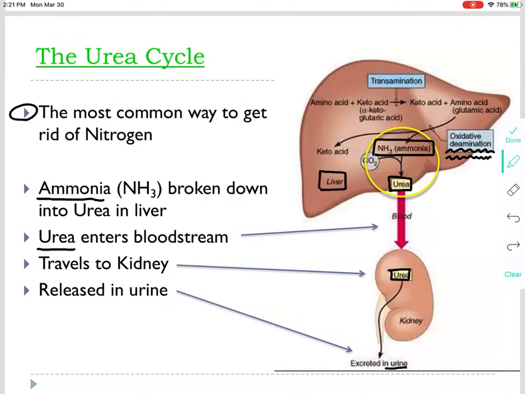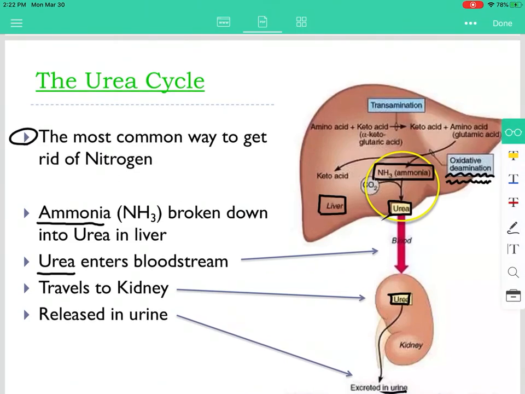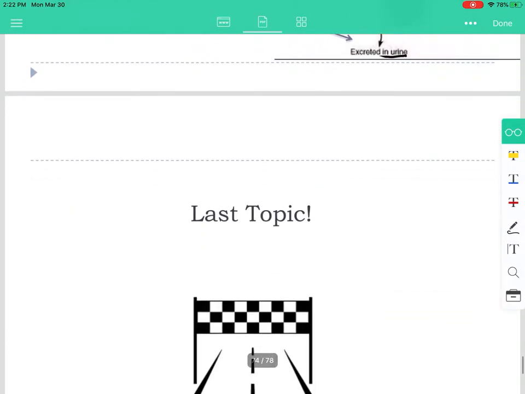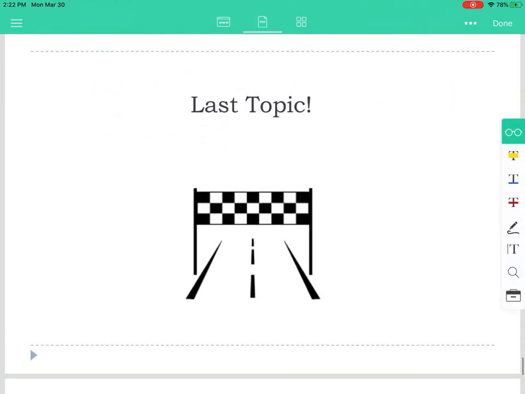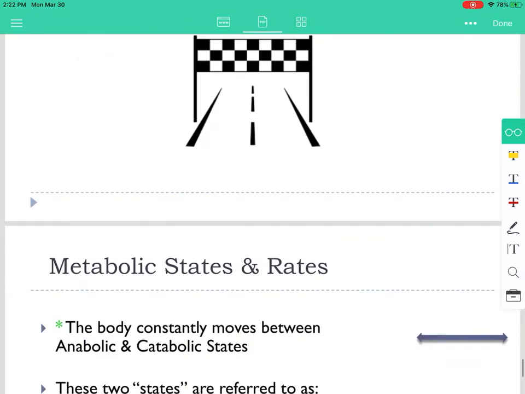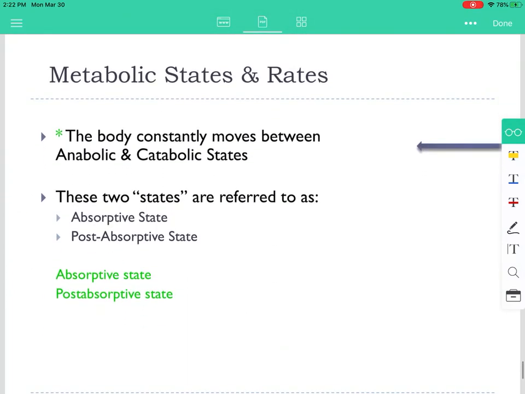We take leftover nitrogen, form ammonia, break that ammonia down into urea, and then we send urea to the kidneys so it can be peed out. I'll say it one more time. The urea cycle: taking leftover nitrogen, forming ammonia, breaking down ammonia into urea. Then we send urea to the kidneys where it can be peed out. That's how we get rid of nitrogen.